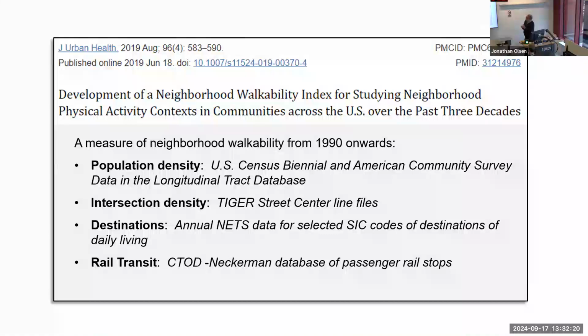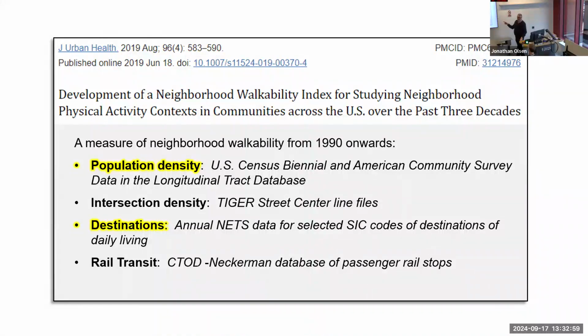So we put together a paper showing that we could go back to 1990 and now measure walkability each year anywhere in America using these data. Now that's my salesman pitch if you want to use my data. It turns out that street maps in the US really are terrible before 2000. You cannot measure intersection density in the United States before 2000 because the digital street maps are just so bad.